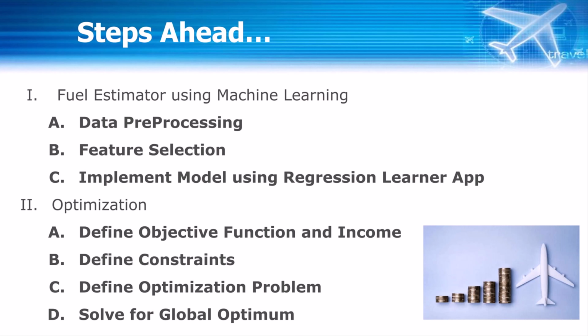After we have a good fuel estimator, we are facing an optimization task. The first step is to define our objective function, the income, and define the constraints. You definitely have some constraints such as maximum takeoff weight, maximum landing weight, the zero fuel weight, or maybe the number of seats you have, and so on. Then you need to define your optimization problem and solve for the global optimum. This seems simple, and it is really simple with MATLAB and what MATLAB brings to you.